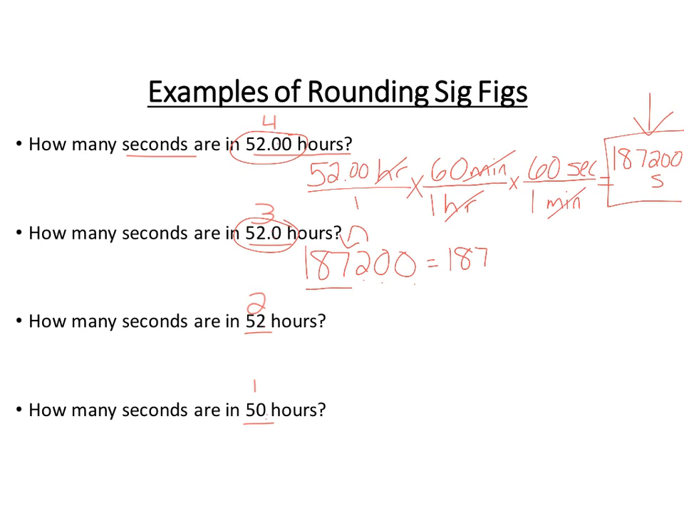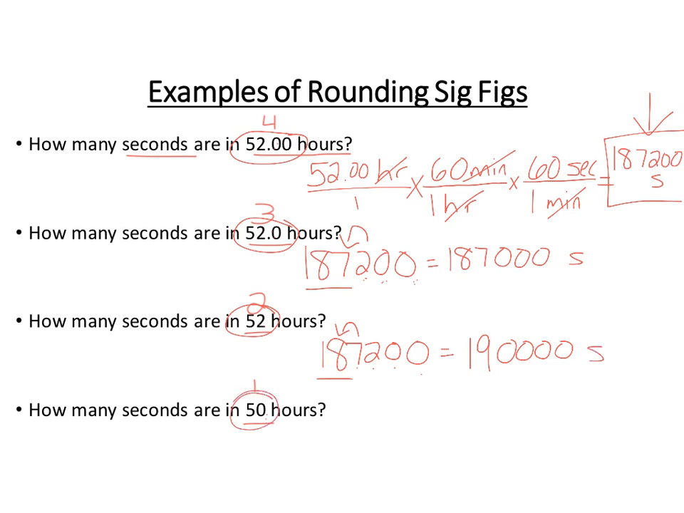Now these numbers right here, you can't just drop them off. They are still important. So you must keep them, even though they're not significant. They are placeholders. So 187,000. All right, the next one, again, it's still the 52 hours, but now we have 2 as our number of sig figs. So I need to get this number to 2 sig figs. So there's my 2 sig figs. The 7 makes my 8 round up. So 19, and then all of these placeholders you have to keep. So I need 4 zeros behind here. So instead of 187,200, it's about 190,000 seconds.